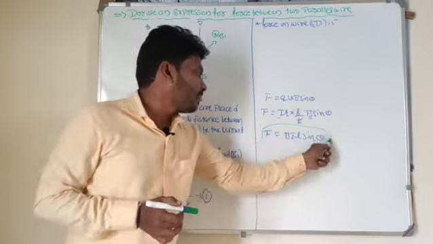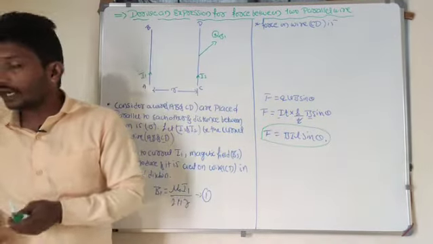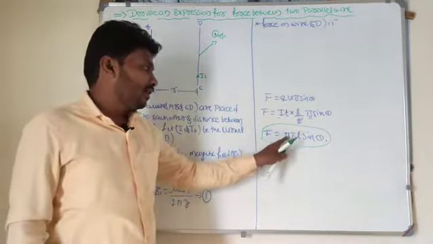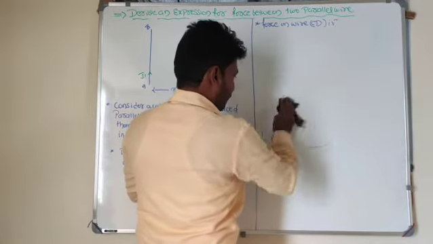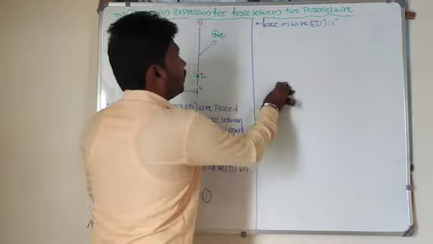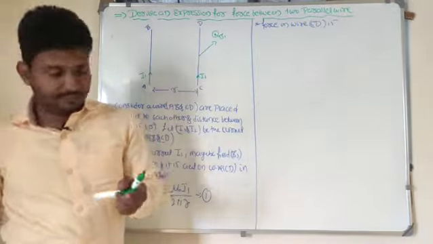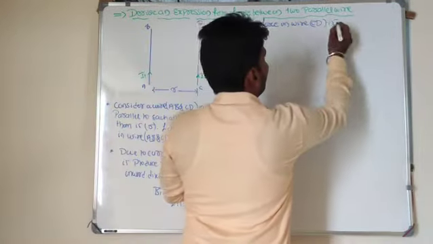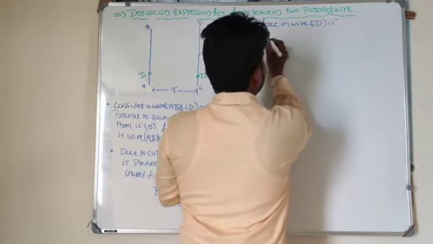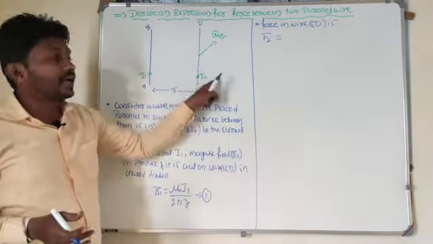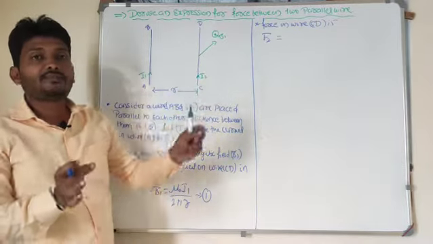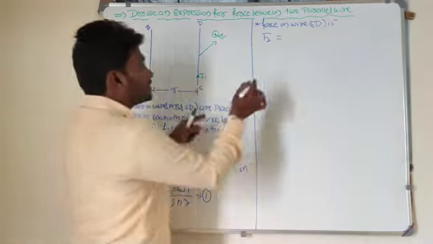BIL sin theta. This is the connecting formula for force acting on a current carrying conductor. Remember this formula. I will use the same equation here. I want to find the force on the wire CD, and that force is F2, because on the second wire force F2 is acting. F is equal to BIL sin theta.